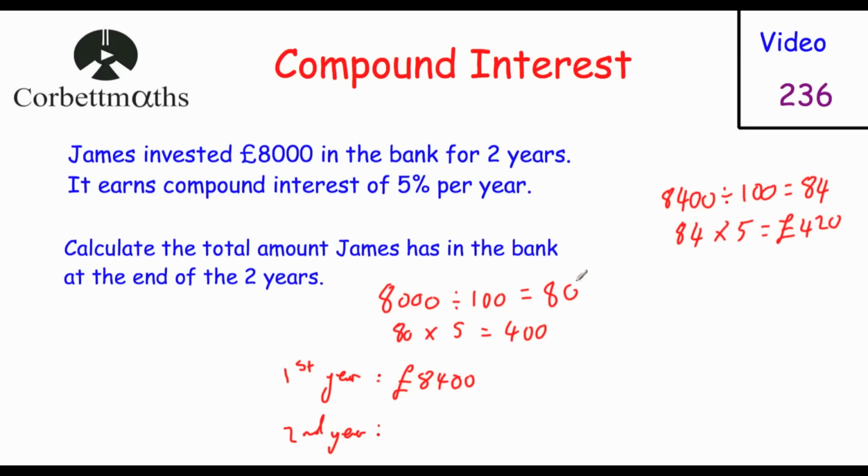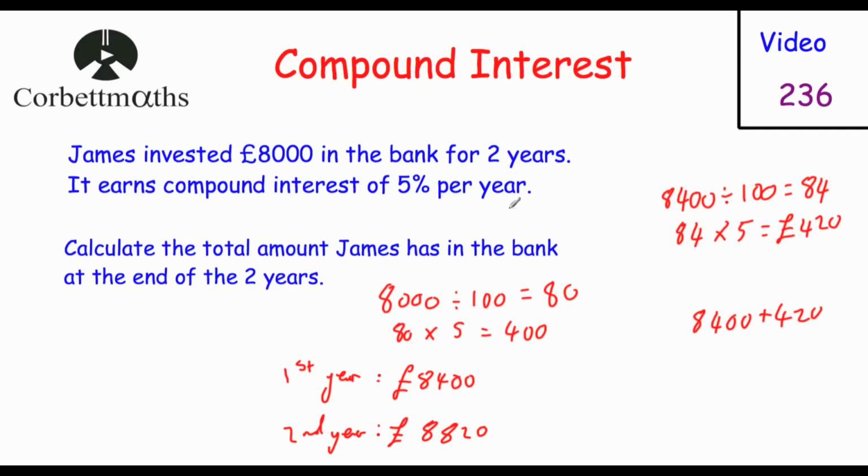So in his second year, James earns more interest. He earns £420. And if we add that on to the 8,400, we'll see how much money James has in the bank account at the end of 2 years. So 8,400 plus 420 is equal to £8,820. So at the end of 2 years, James has £8,820 in the bank.